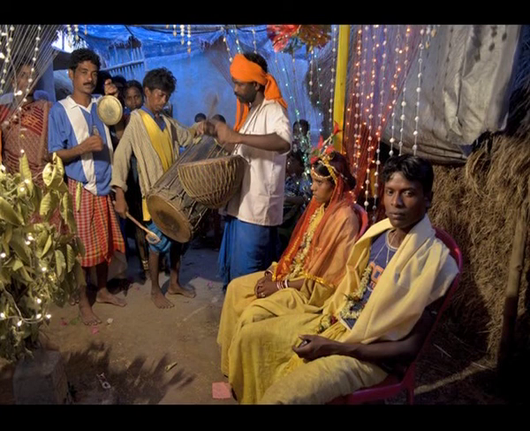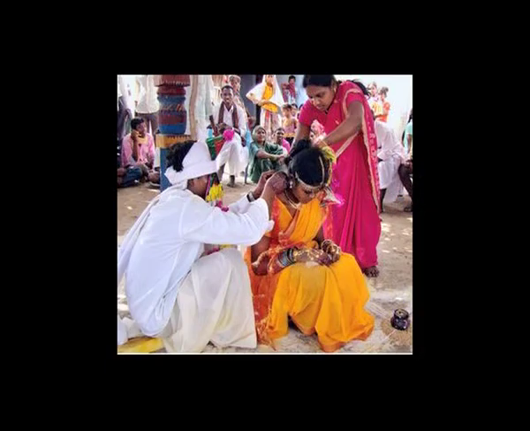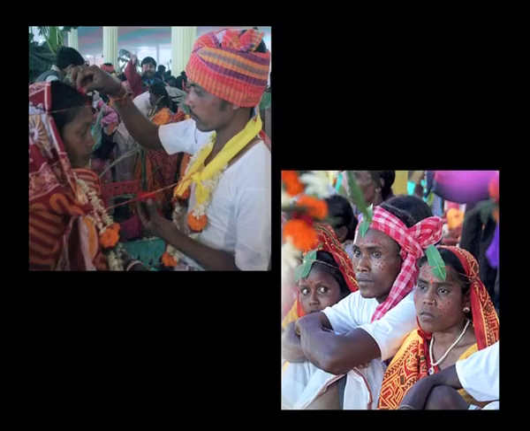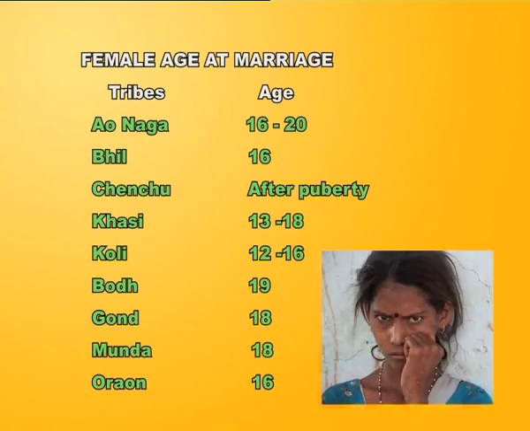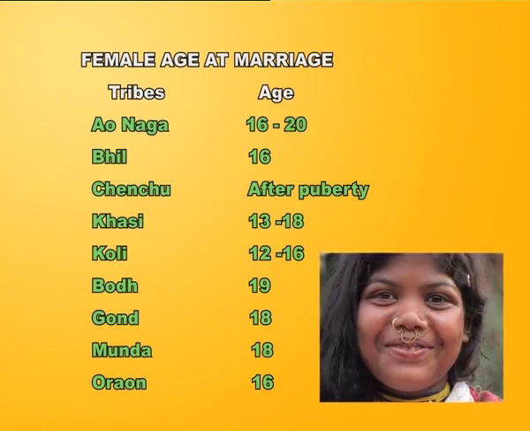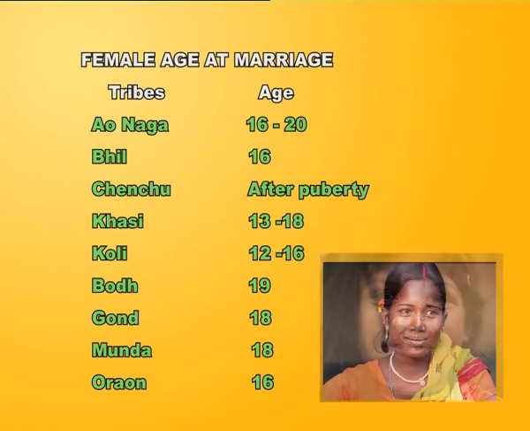Here are a few details about the exact age at marriage among certain tribal communities in India. This is based on certain micro-level studies which dealt with the age at marriage of individual tribes. Example, female age at marriage: Ao Naga 16 to 20 years, Bhils 16 years, Chenchu after puberty, Khasi 13 to 18 years, Koli 12 to 16 years, Bodh 19 years, Gond 18 years, Munda 18 years, Oraon 16 years. Mean age at marriage of Jaunsaris was 12.2 years, Dudhkarias 21.41 years, and Santals 17.87 years.